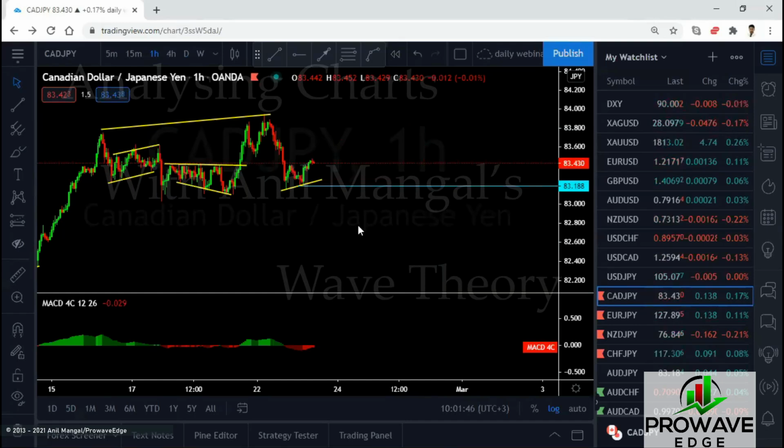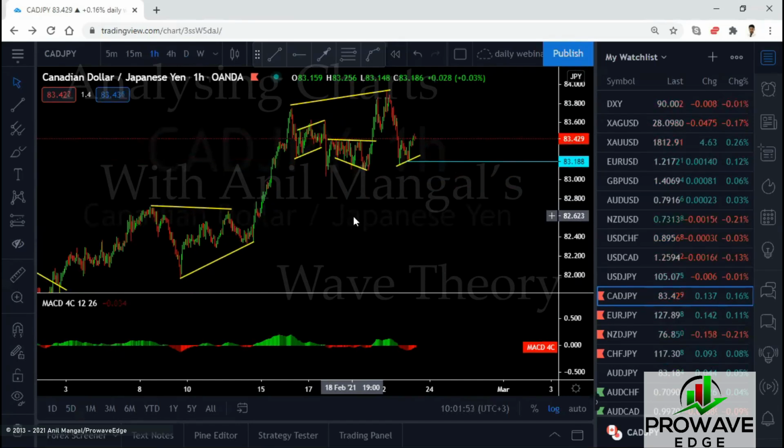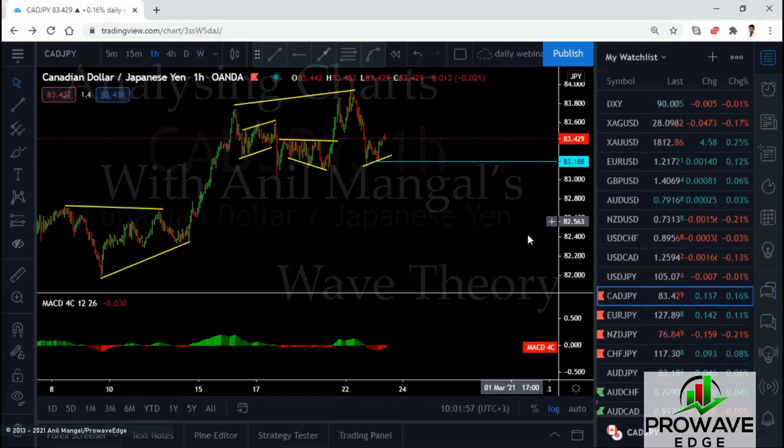That's how waves move. They move in waves, not in a straight line. So if you understand that, then you will know that hindsight buying is easy. Buying on the spot is much more difficult. So I just wanted to show you that trade, because if it starts to go, I will make it the trade of the day for today.